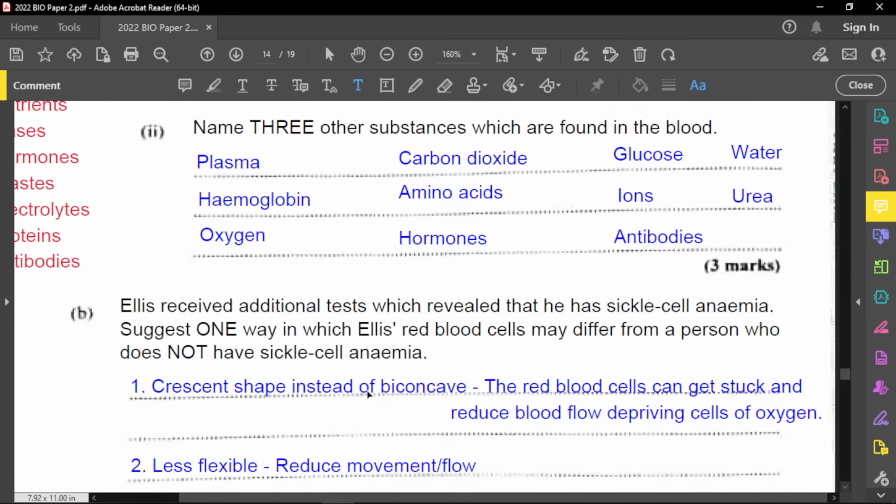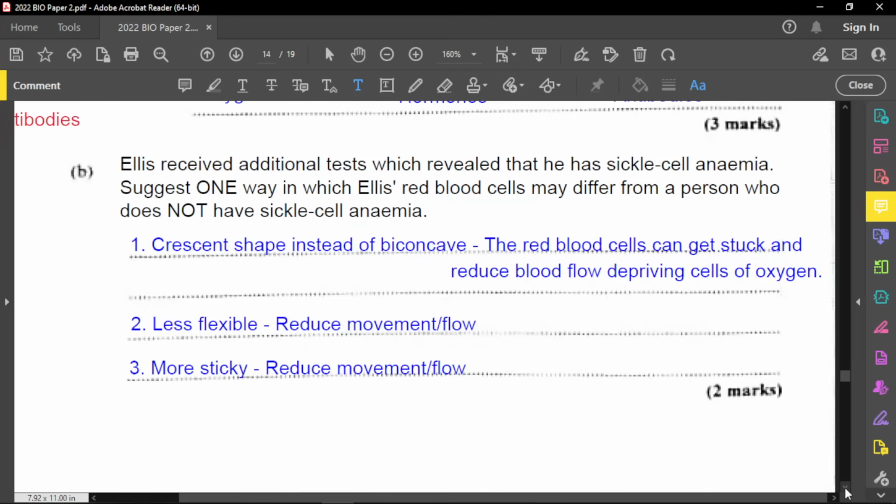For part B, Ellis received an additional test which revealed that he has sickle cell. Oh my. And this is sickle cell anemia. All right, so sickle cell anemia here, it suggests one way in which Ellis' red blood cells may differ from a person who does not have sickle cell anemia. Sickle cell is a very distinct disease, right? It's a genetic disease, just to mention that, to have a cell sickle. And so it'll be different in terms of, one is that it becomes a crescent shape instead of a really nice biconcave shape.